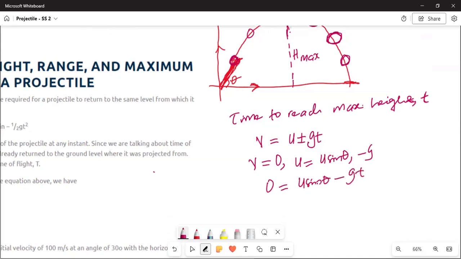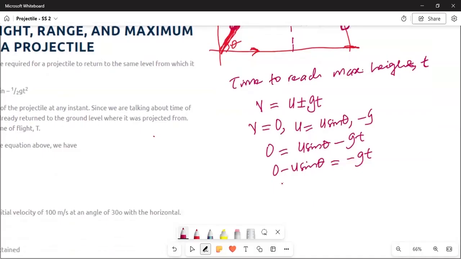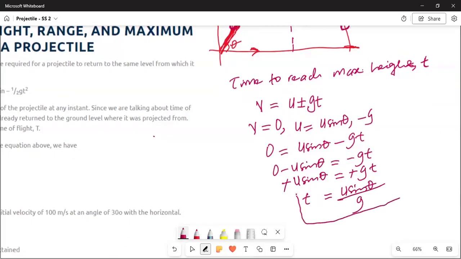If I move this u sine theta across the equality, it becomes minus. So 0 minus u sine theta is equal to negative gt. 0 minus u sine theta is negative u sine theta, equal to negative gt. The negatives cancel out. We are looking for t, so we divide both sides by g. Therefore t is u sine theta over g. So this is called time to reach maximum height. The formula is t, small letter t, equal to u sine theta over g.